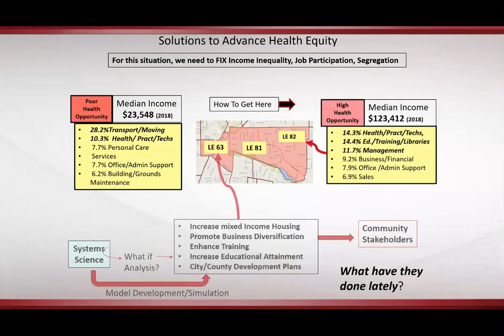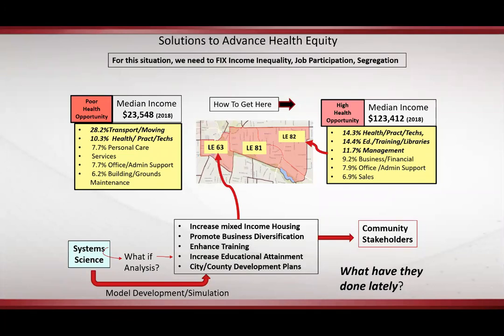One of the things I just wanted to show you is that when we start asking questions, what can we do in areas that have poor health opportunity? Well, the first thing we might have to do is think about how we can increase the median income level. There are things we can talk about in terms of mixed income housing. We need to promote business diversification, enhanced training, and educational attainment, and also think about what the city and county development plans reveal for that area in the next 10 years. And if we were to use the Health Opportunity Index, how could this information influence those city and county development plans? Because that is what really drives what's going on.